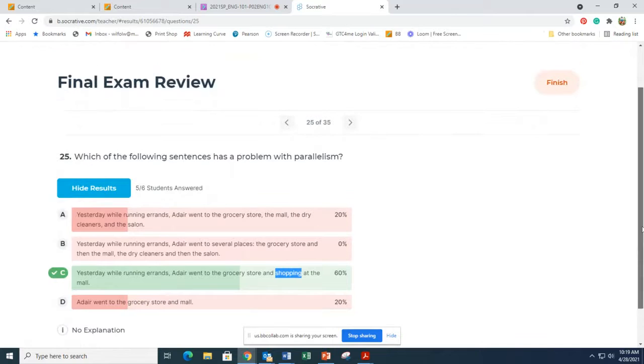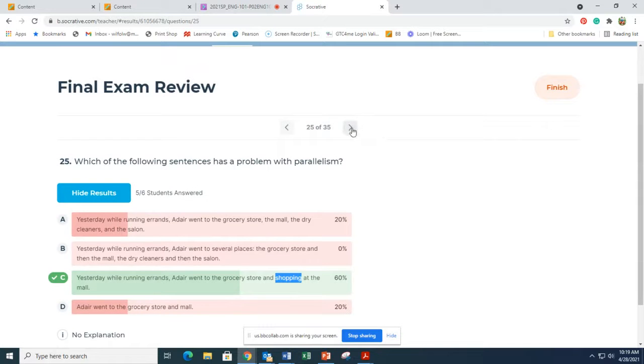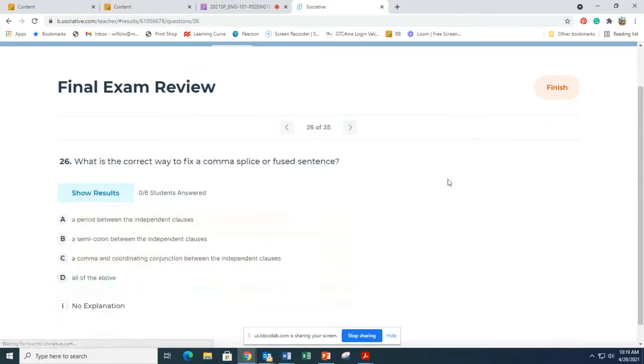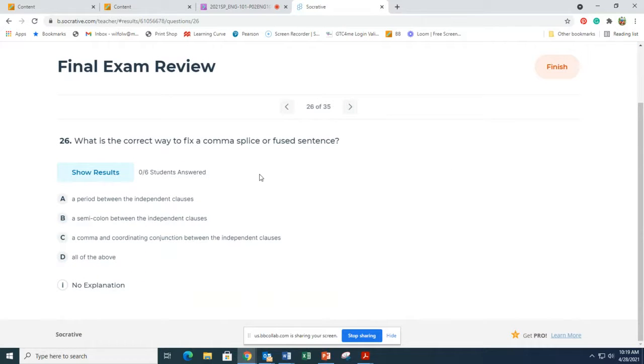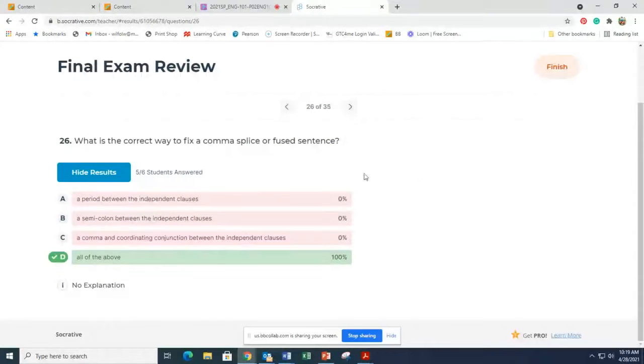It just feels and sounds weird. So if you're a musically inclined person, then parallelism makes intuitive sense to you, but not everybody is, I guess. So what is the correct way to fix a comma splice or a fused sentence, also known as a run-on sentence? What is the correct way to fix a comma splice or a run-on? Yeah, all the above. Good job, y'all.